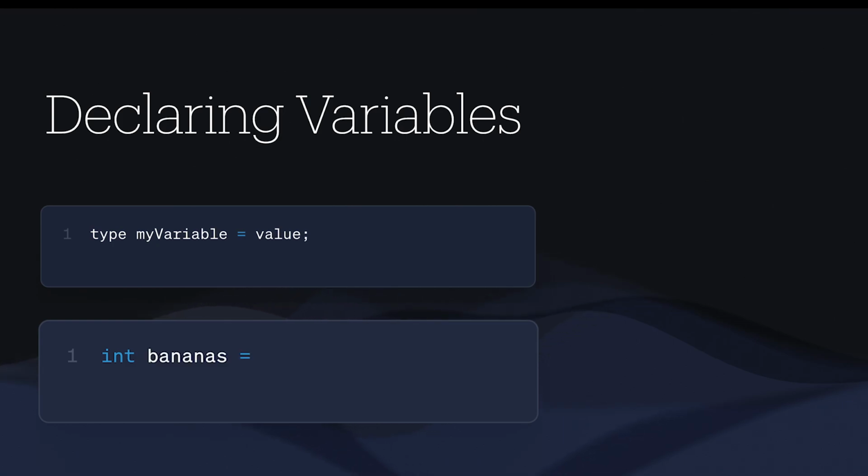Next is the equal sign. This is just the assignment operator and is telling Java we want to assign bananas to something. And finally, the value is just how many or what we want to store. So in our case, maybe it's 3 bananas. If you still don't understand this, don't worry, it's perfectly normal. We'll be going through lots of practice with this together.